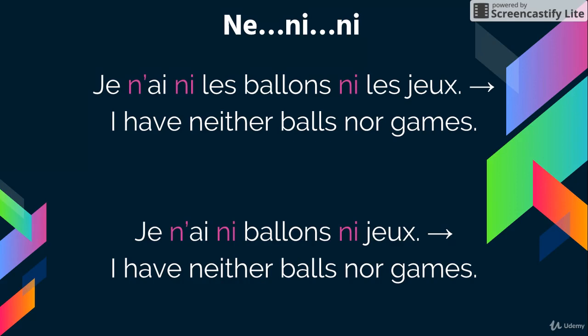So what's the difference between the two? You use a definite article like les when you're talking about the object in general. So in the first sentence, you're saying you do not have any balls nor any games. However, in the second sentence, you are saying that you do not have the balls or the games, which refers to specific balls or games.